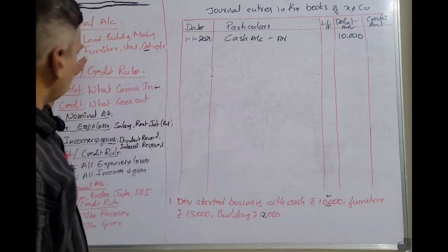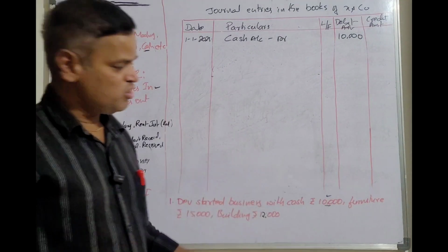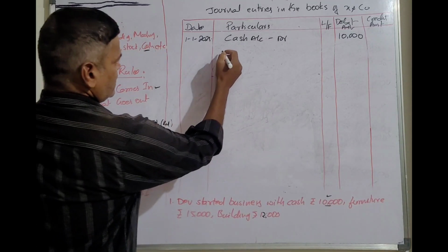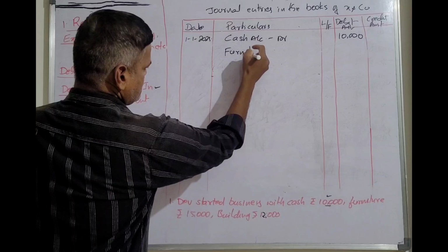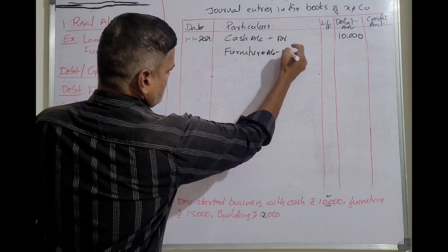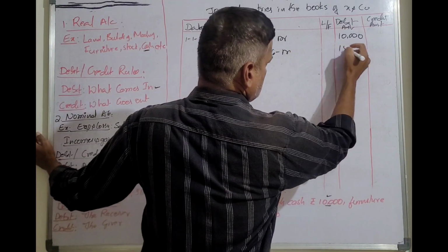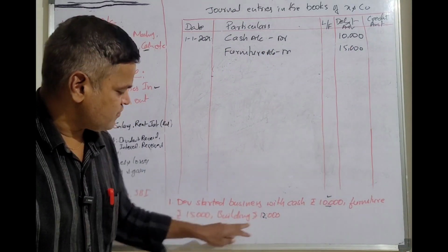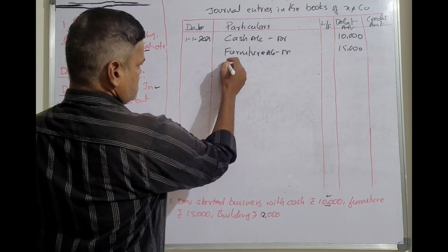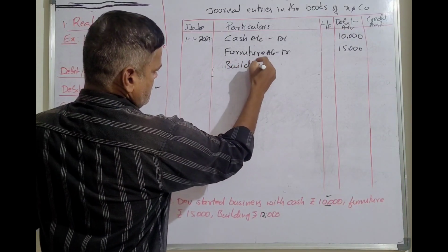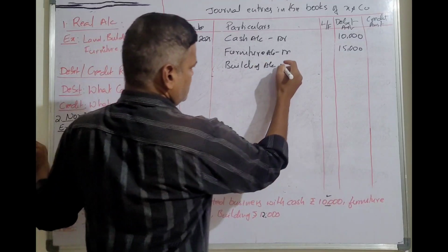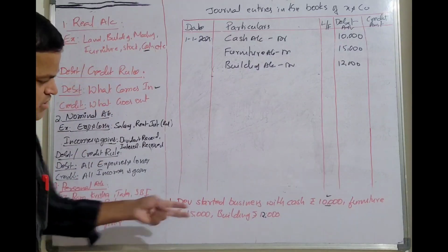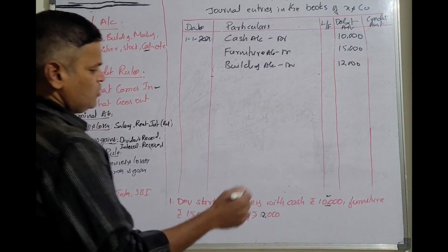Next, we have to check if some more assets or properties are there. Furniture is also what comes in. Furniture is coming. Hence, we can write down furniture account debit, 15,000. Then one more asset we are receiving. What is the asset? Building. Building account debit. What is the amount? 12,000. Right? Next, is there any asset which is being received by the business? No. So all we have written.